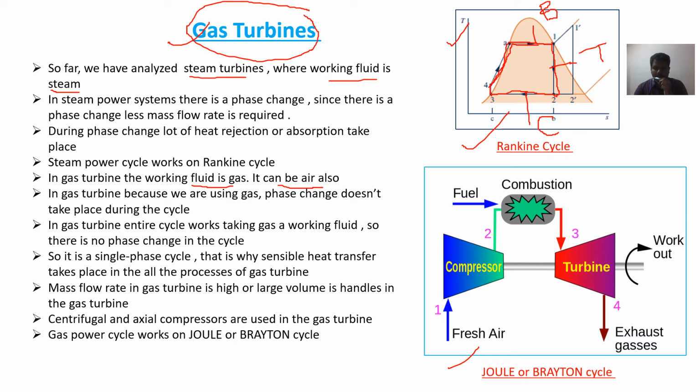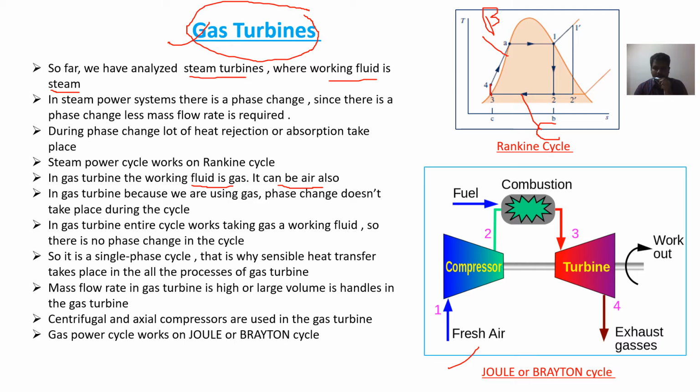This we discussed several times. Here there is a phase change. Water is converting into steam, again steam is converting into water. Because of this phase change, there is a lot of heat addition and heat rejection taking place. Heat addition in the boiler, heat rejection in the condenser. Because of this, there is a less mass flow rate.